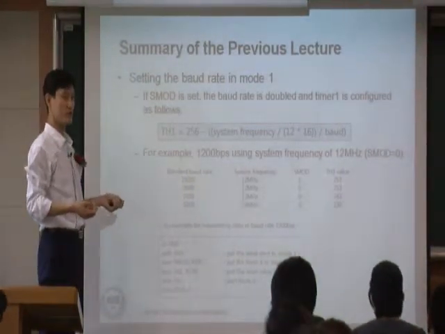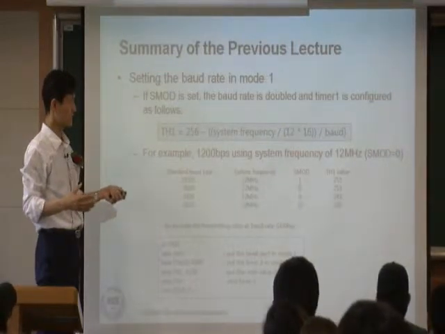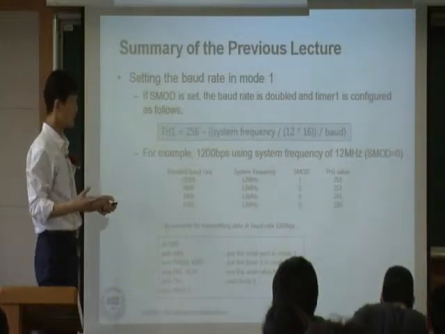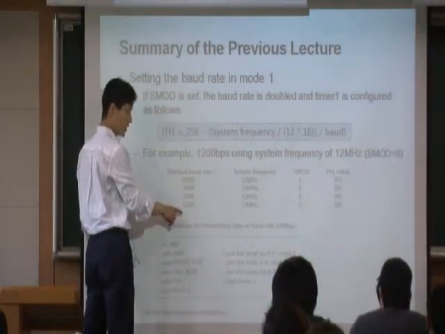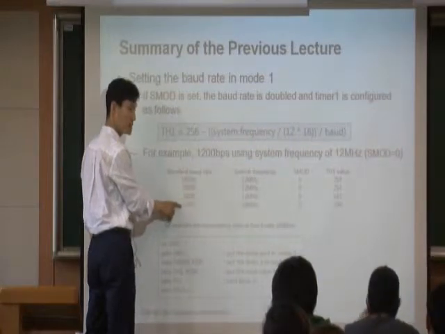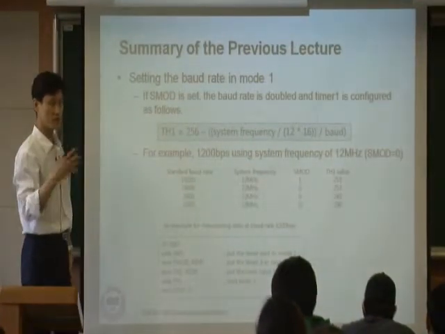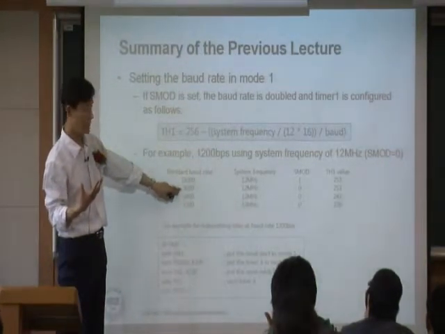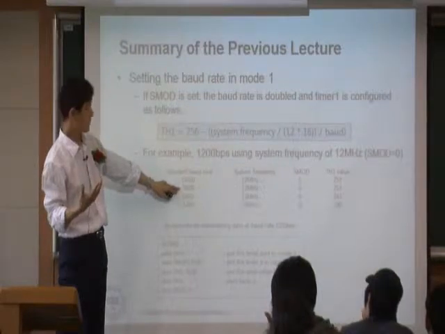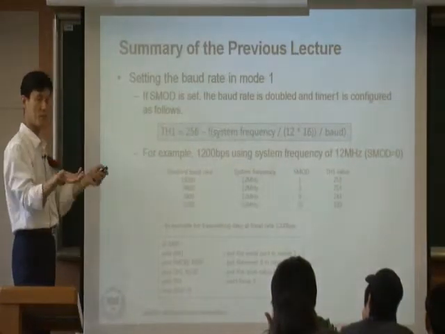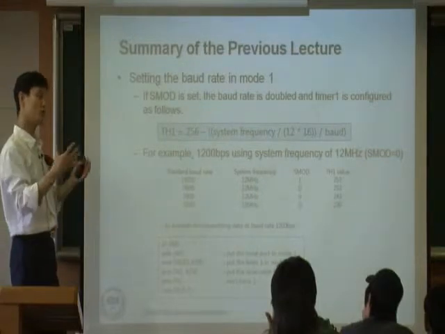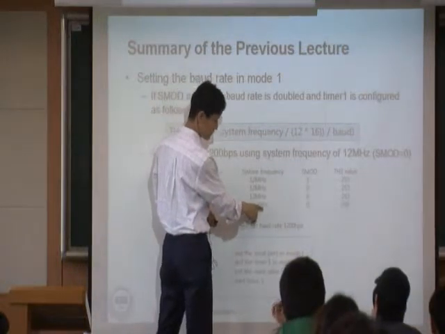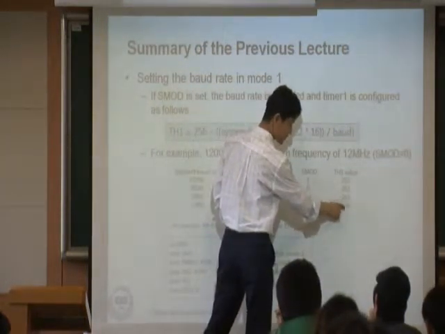This table basically shows you examples of how to set these things and what initial value you need depending on the baud rate. In the previous slide, we looked at the example of 1200 bps, but maybe you want to increase the speed. Maybe you want to use 2400 and 9600, or even a million bps. If you want to increase the speed, then you need to change the initial value.